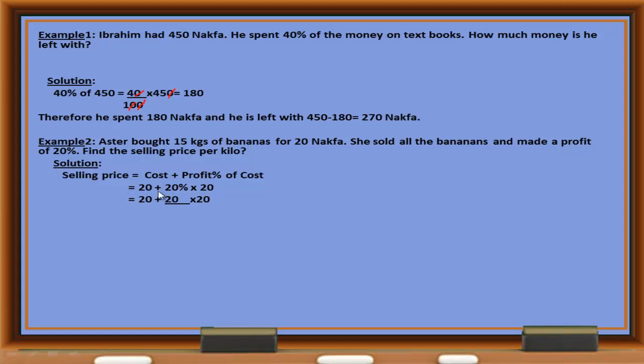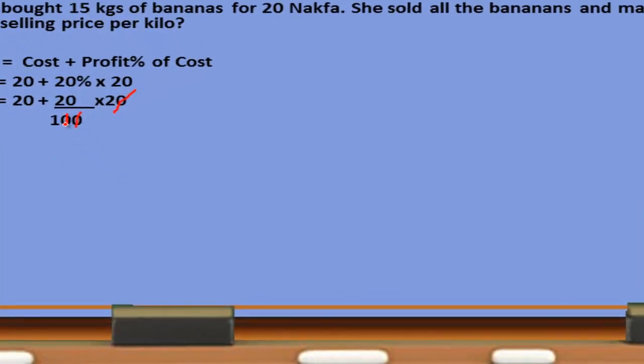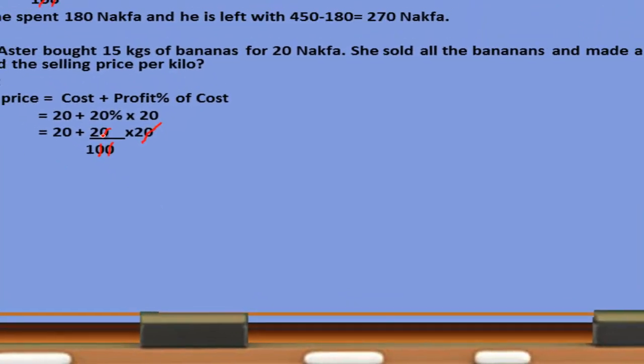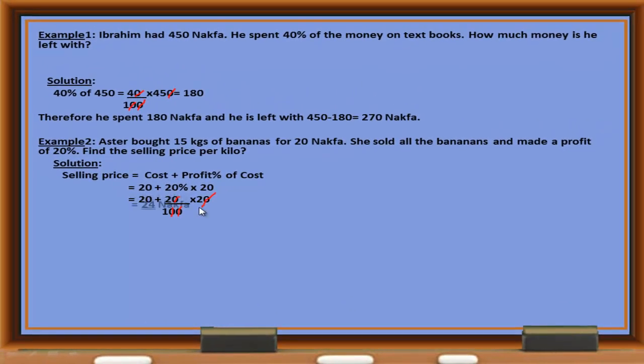That is 20 plus 20 over 100 times 20. This will be cancelled with this one. This will be cancelled with this one. 2 times 2 is 4. 4 plus 20 is 24 nafa. The selling price was 24 nafa since she had made a profit of 20%.